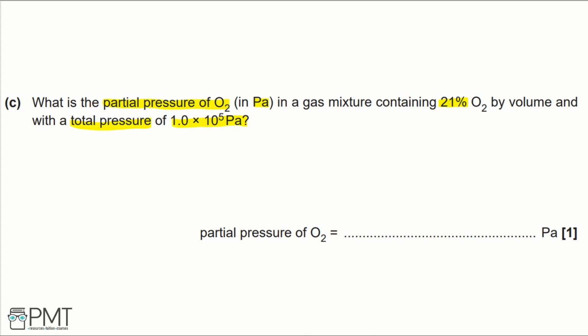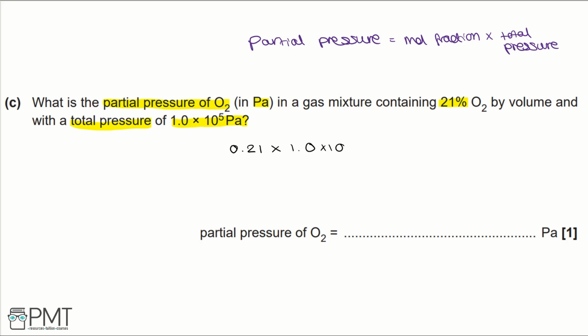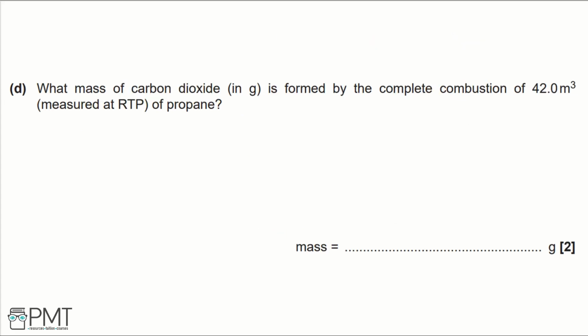So partial pressure is the mole fraction times the total pressure. Our mole fraction is 21%, but we need to divide by 100 to get the mole fraction rather than the mole percentage. So that would be 0.21, and then we multiply by the total pressure, which is 1.0 times 10 to the 5 pascals. That gives us 2.1 times 10 to the 4 pascals as our partial pressure of oxygen. So to get the mark for this question, we need to write 2.1 times 10 to the 4 on the answer line provided.